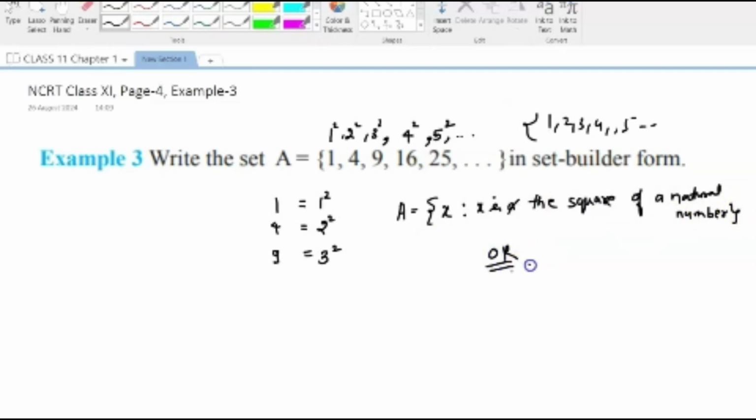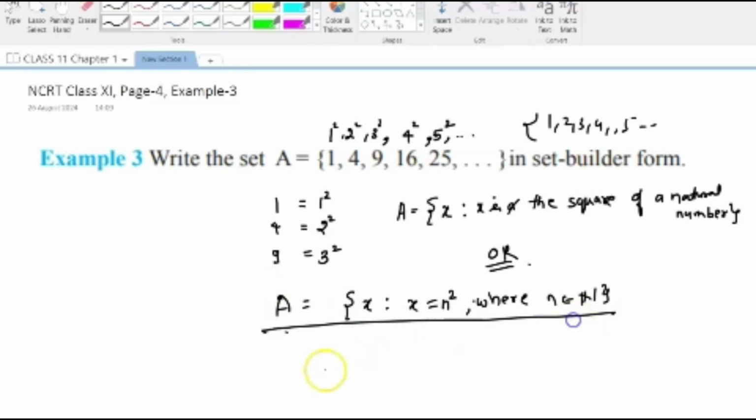Or you can also write it like A is equal to {x such that x is equal to n square, where n belongs to natural numbers}. So here also x is equal to n square. So n belongs to natural numbers, means n is 1, 2, 3, 4, 5. So x is 1 square, 2 square, 3 square, 4 square, 5 square. So this is how you will write this set in set builder form.